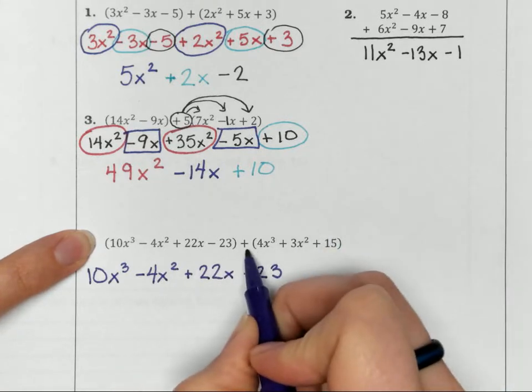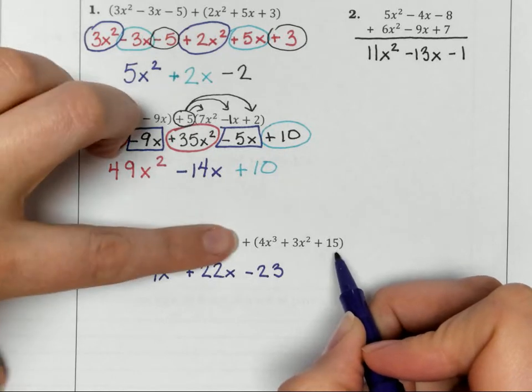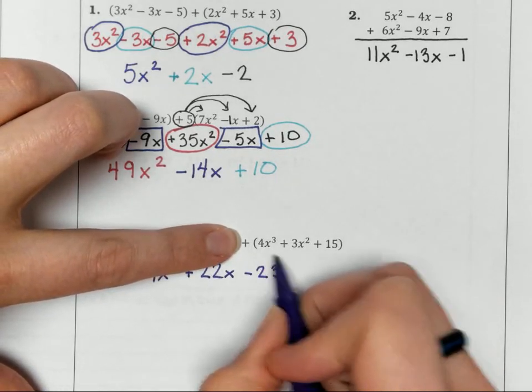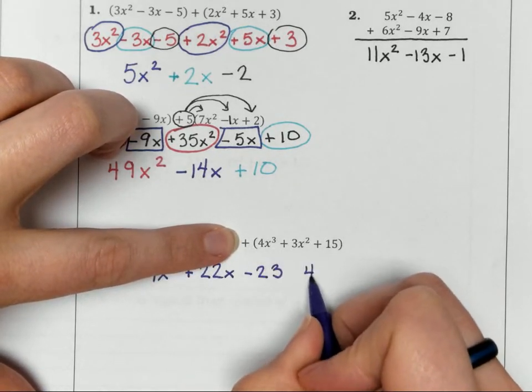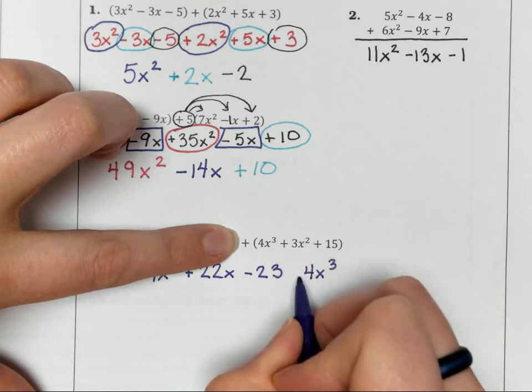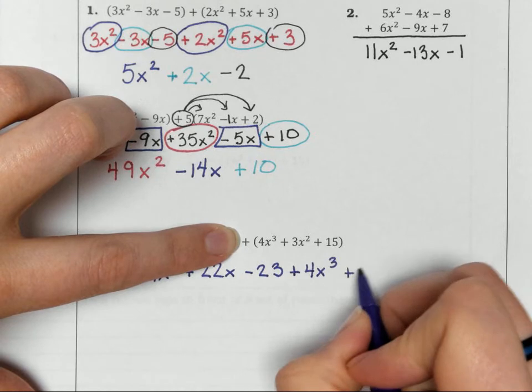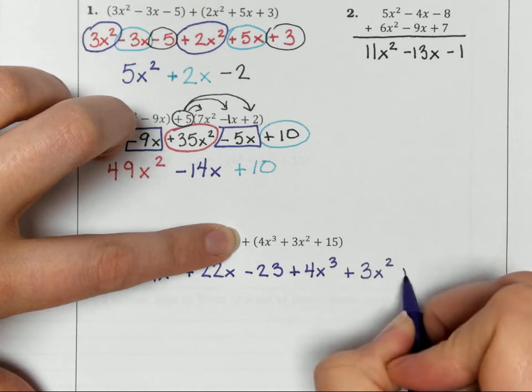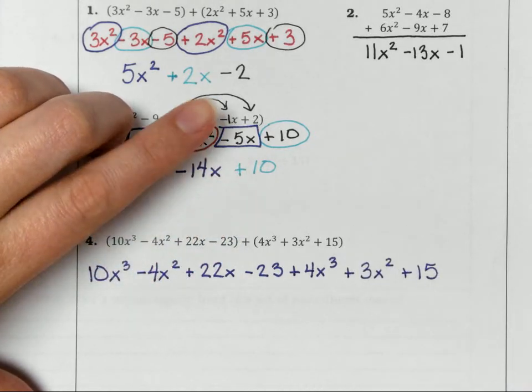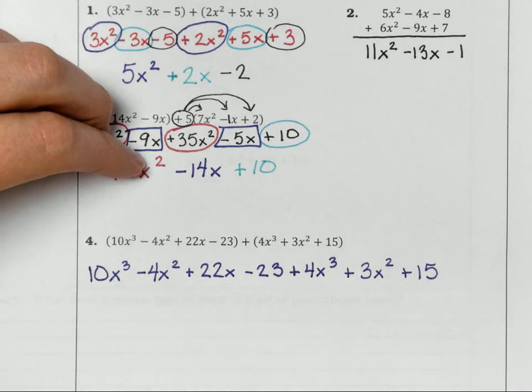Okay, this second set of parentheses also does not have anything out in front, which means it can disappear. But I don't want to just write 4x cubed. It's a positive, so I need to put that plus sign in. And then plus 3x squared plus 15. Now we're going to add up our like terms.